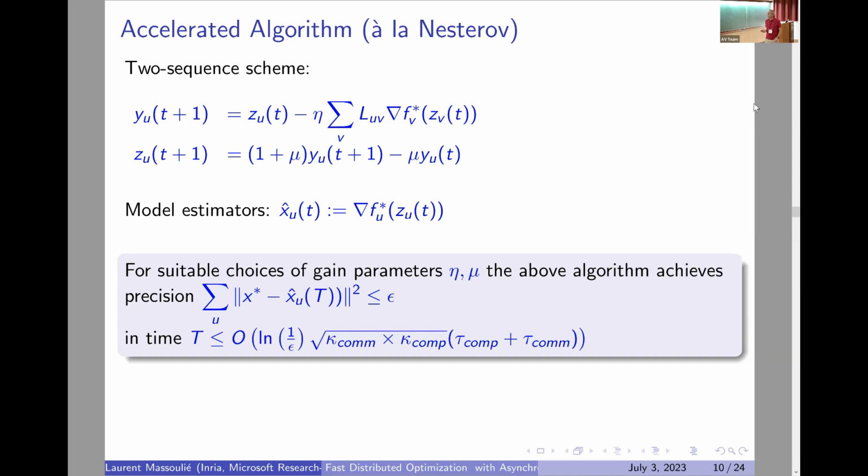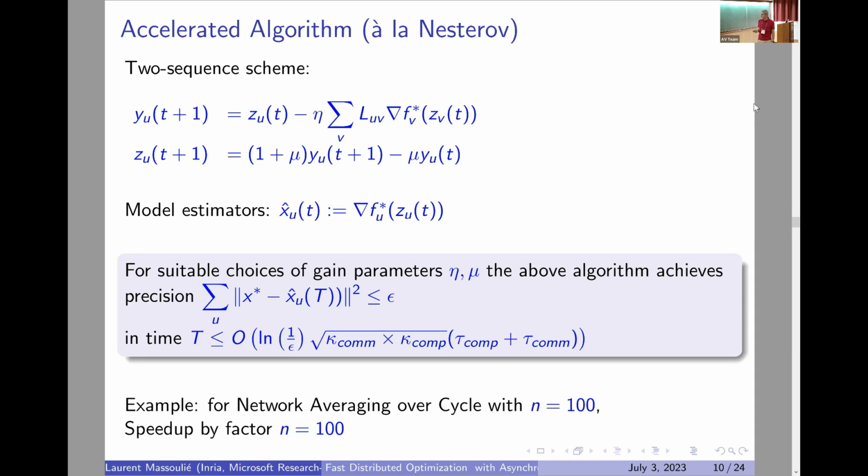basic theory of Nesterov's accelerated scheme tells you that if you pick the gain parameters correctly in this two-sequence update, then you'll have a very similar guarantee as previously, except that you can replace the condition number by the square root of the condition number. For instance, if you take network averaging on a cycle with 100 nodes, you go from 10,000 for the condition number to 100, so an improvement by 100, which is significant. So in other words, those of you who are experts in optimization know that acceleration does matter.